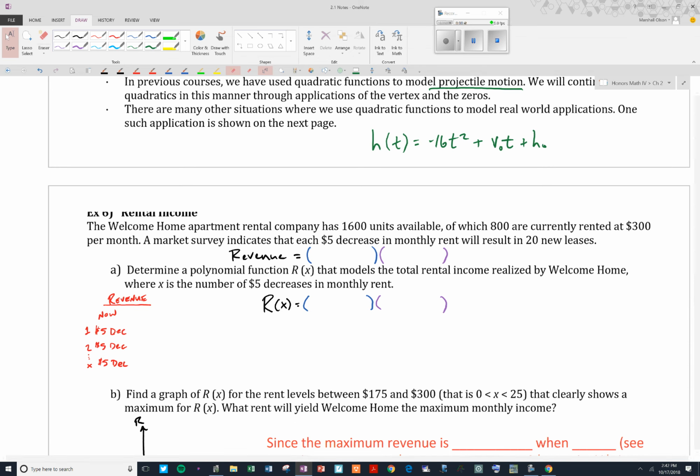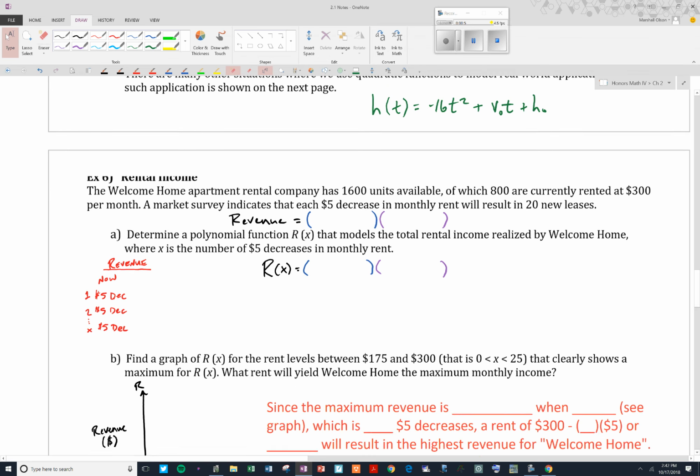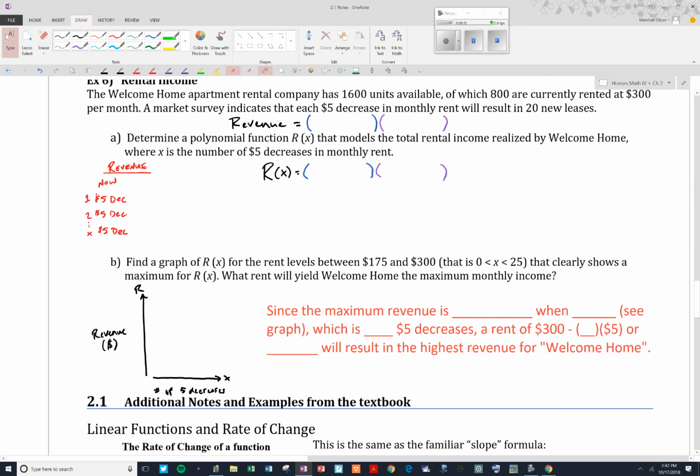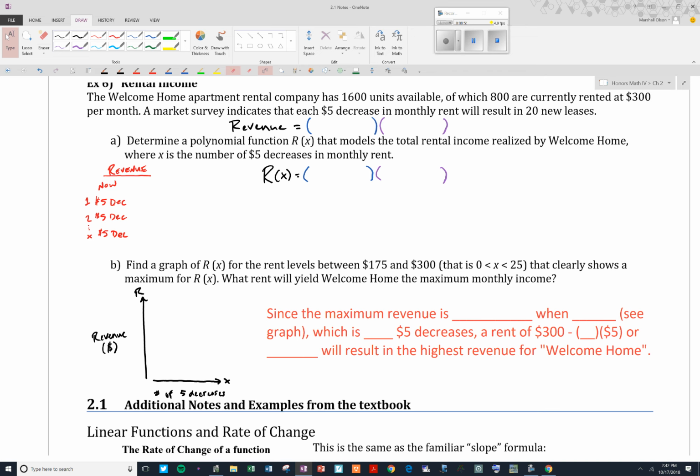Another one was revenue type of problems, like the one that we have here in example 6. So this says that we have a rental company that has 1,600 units available, of which 800 are currently rented at $300 per month. It says a market survey indicates that each $5 decrease in monthly rent is going to result in 20 new leases. So we want to find out how we can maximize the revenue here for this rental company called Welcome Home.